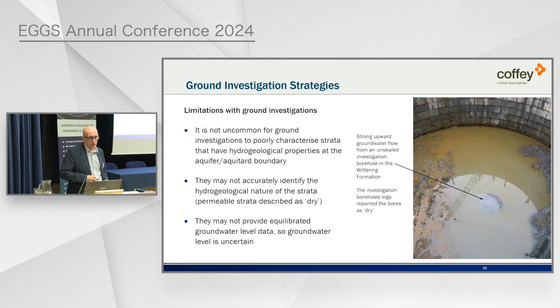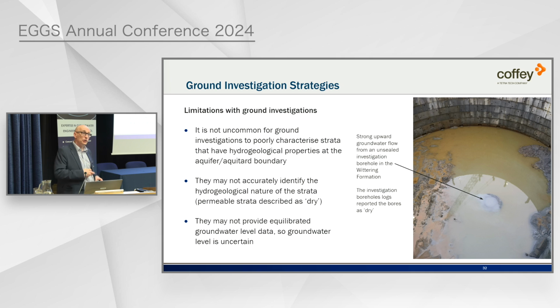So now to move on to ground investigation strategies. And I want to talk about limitations with ground investigations. In my experience in these poor aquifers, it's not uncommon for investigations to poorly characterise strata that have their hydrogeological properties on the boundary between aquifers and aquitards. They might not accurately identify the hydrogeological nature. I'll talk about examples where boreholes have been described as dry when the material clearly wasn't dry, and the groundwater level data you get from monitoring wells might not be equilibrated because you've not waited long enough.